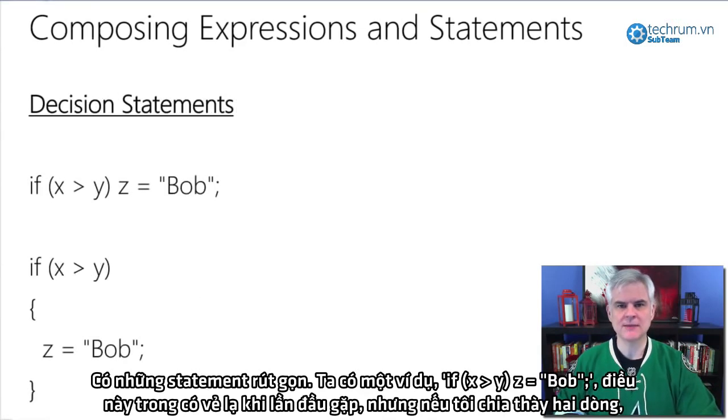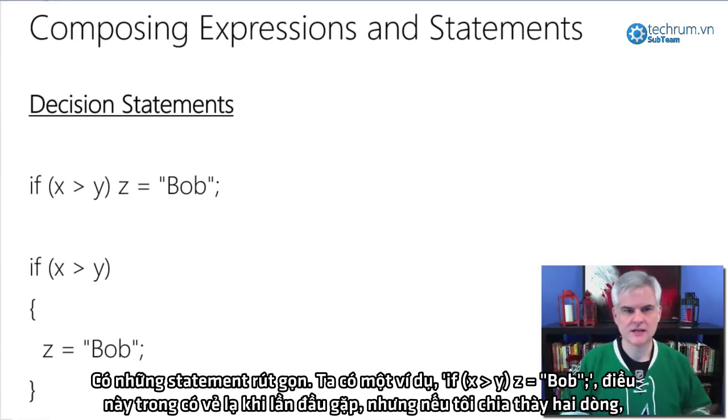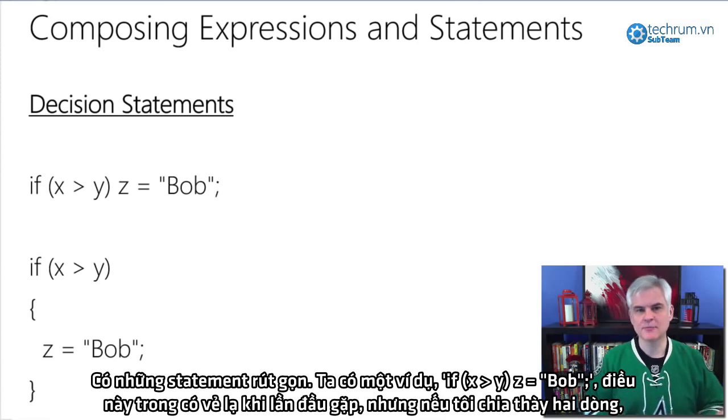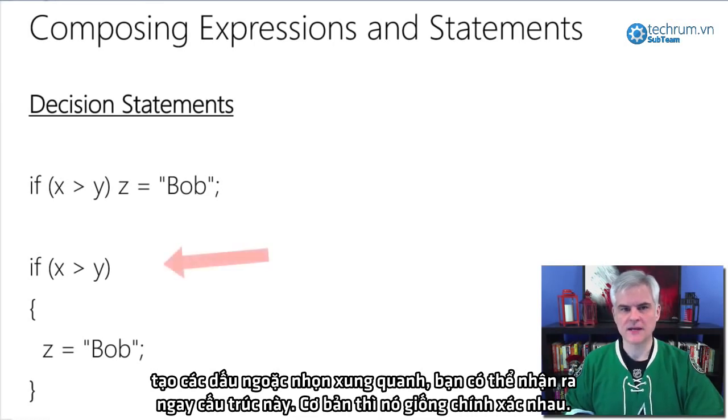And there are decision statements. We've already seen one example so far. If x is greater than y, then z equals Bob. And this might look a little foreign at first, but if I separate it out into individual lines and wrap some curly braces around it, you might recognize it in this form.